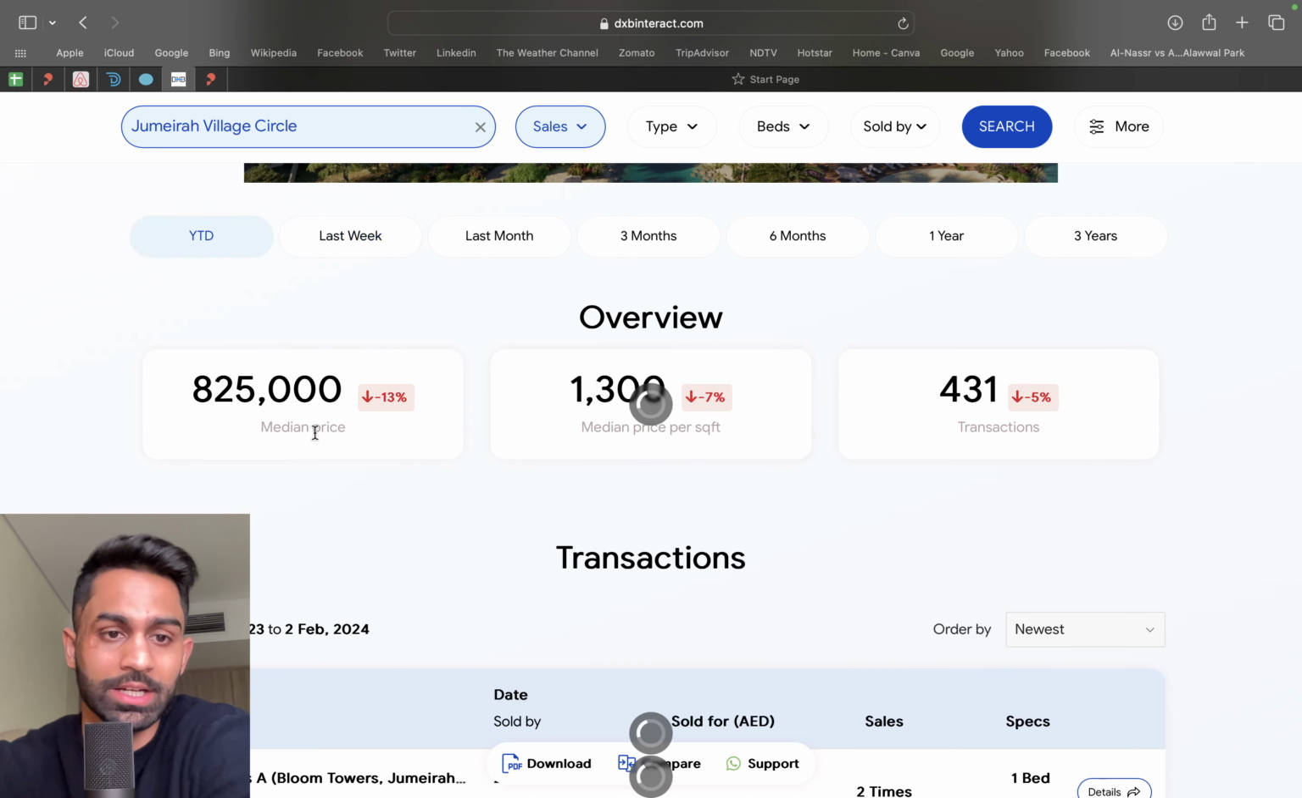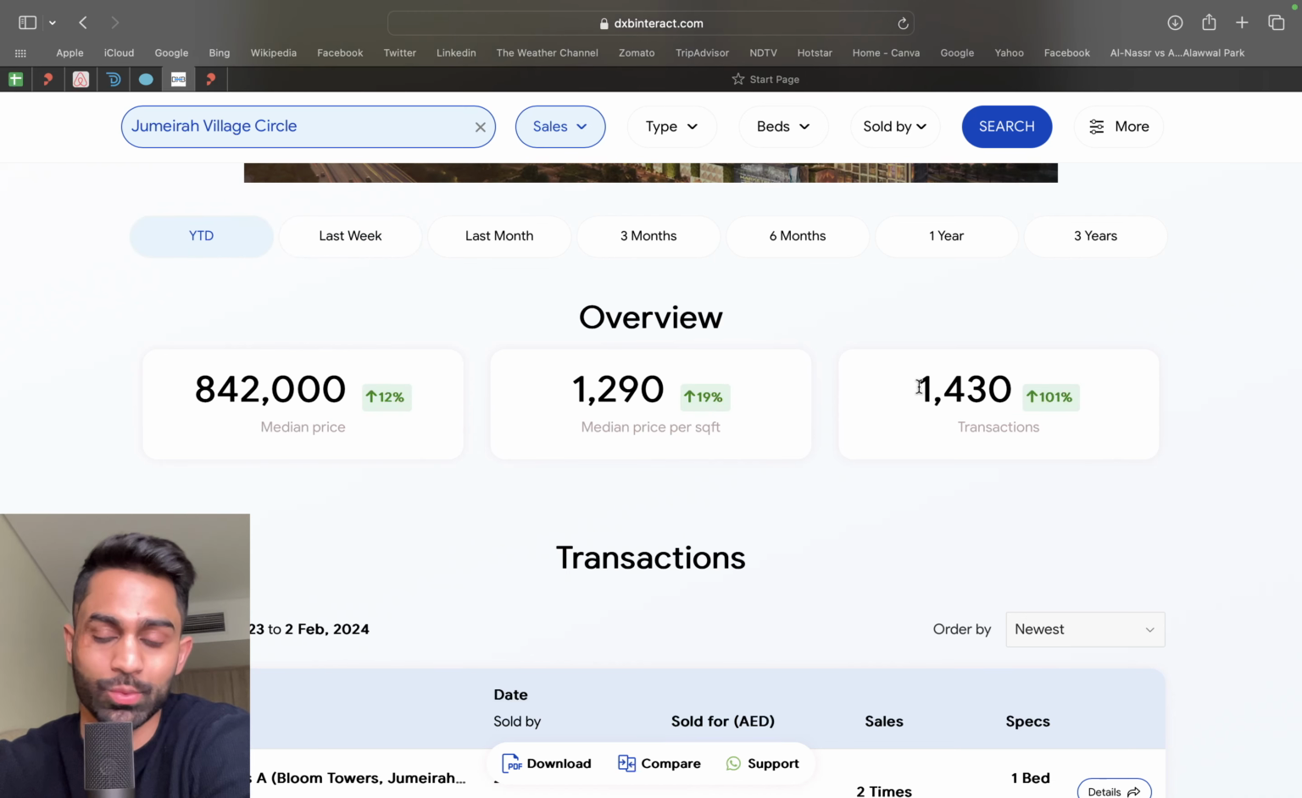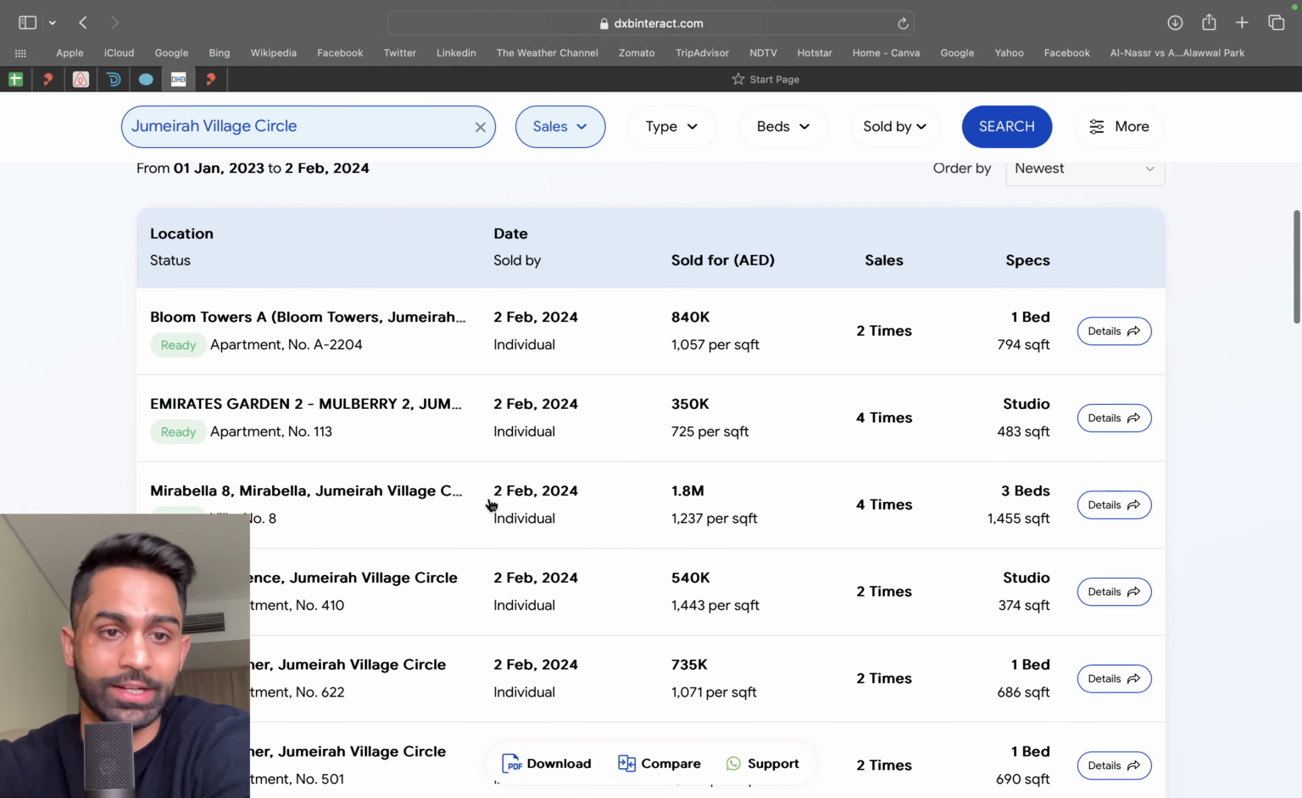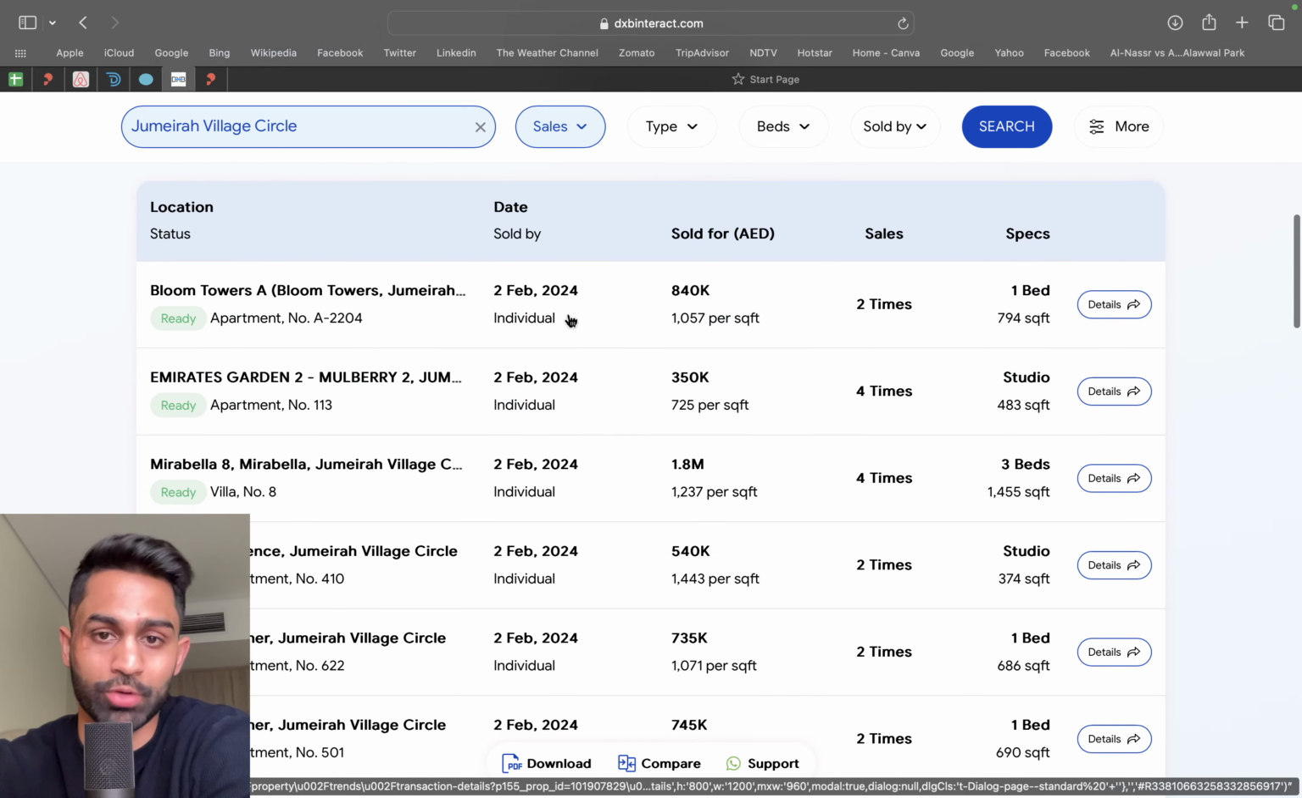If you go to year to date, it'll show you how many transactions have taken place: 1,430 transactions in JVC alone, with almost 1,300 median price per square feet, and the median price being 842,000. And this right here is all the different properties that have been sold.